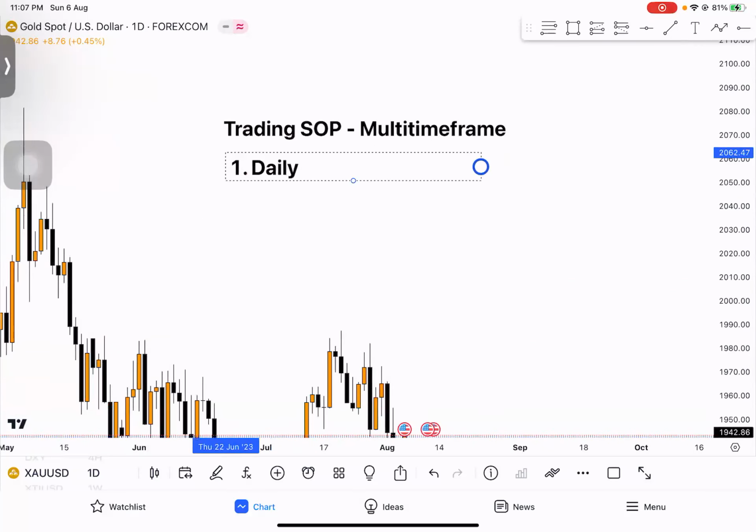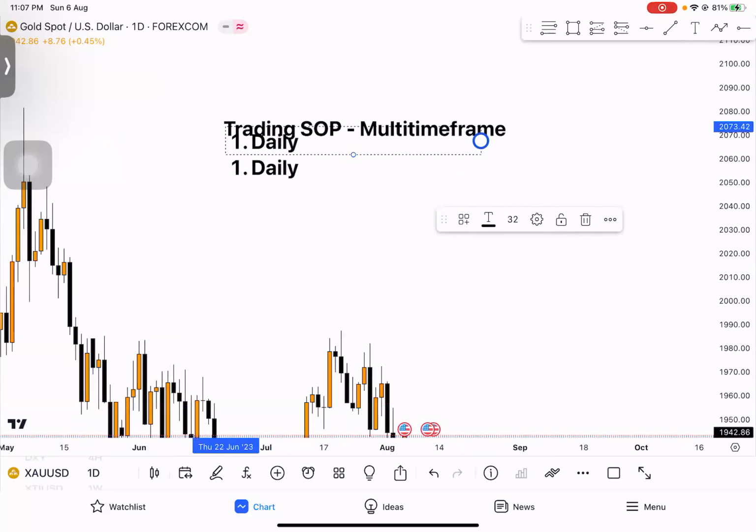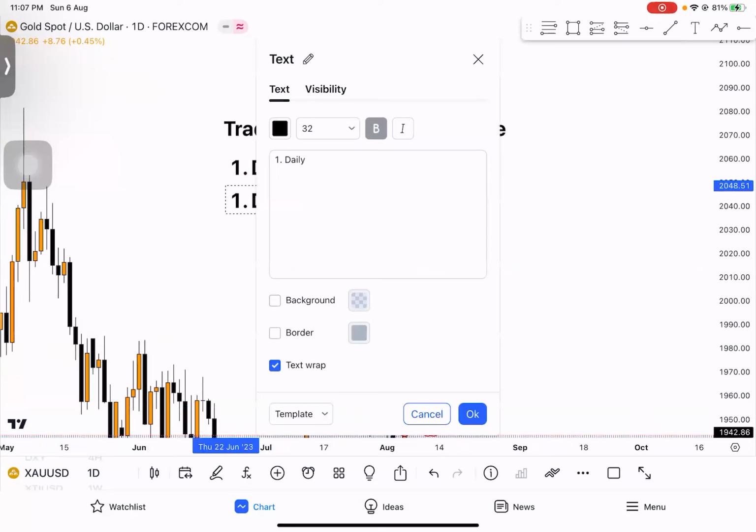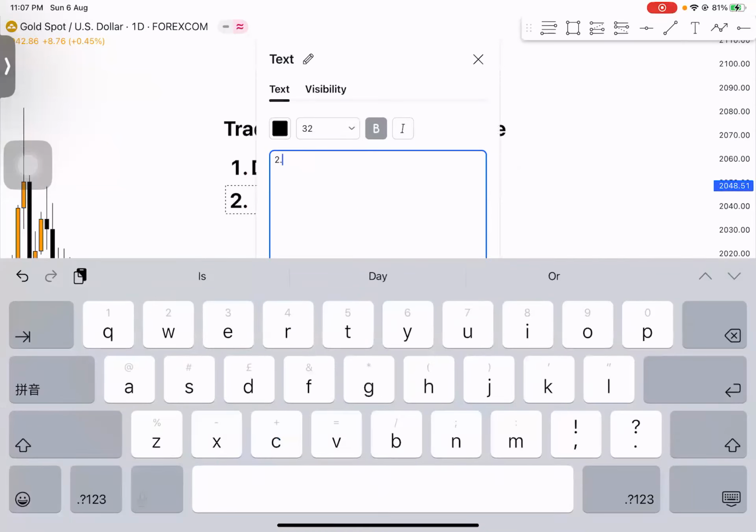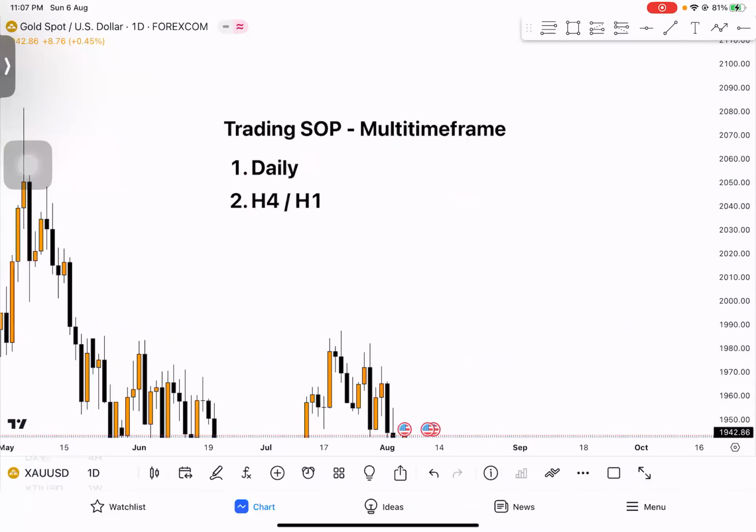Then on the second time frame that I'm going to view, you can choose either the H4 or H1. H4 and H1.